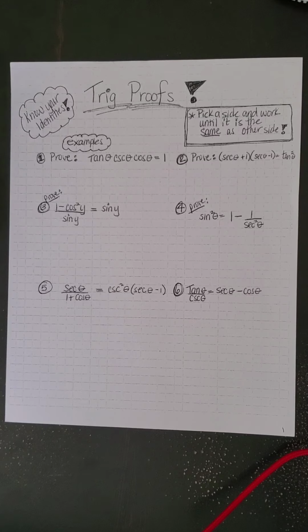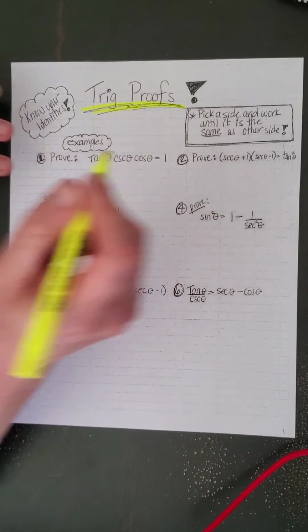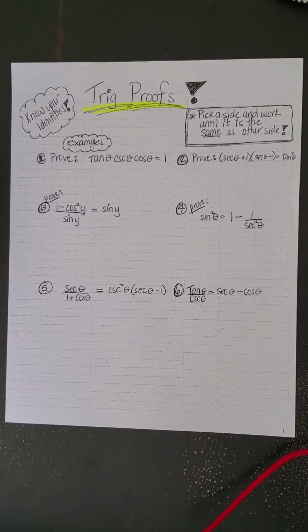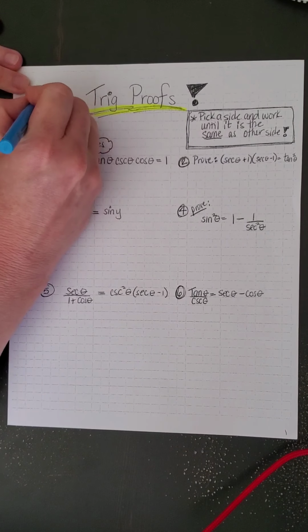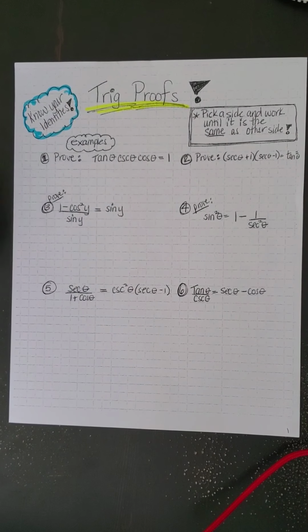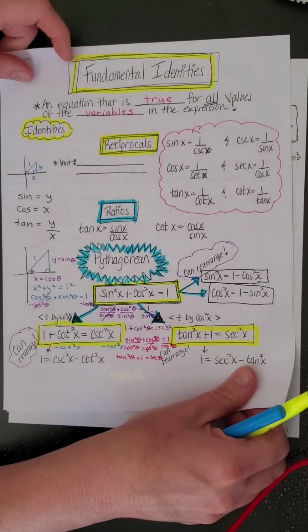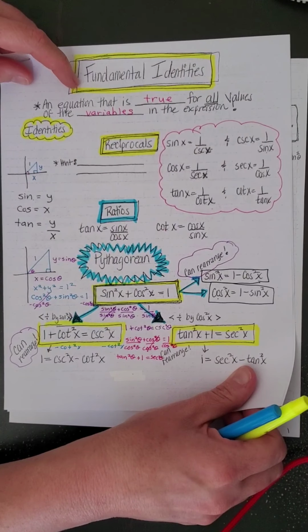Okay, so these are trig proofs. To be able to do trig proofs, we had better know our identities. I'm going to have all of our trig identities out sitting right here, because we're definitely going to be using them.